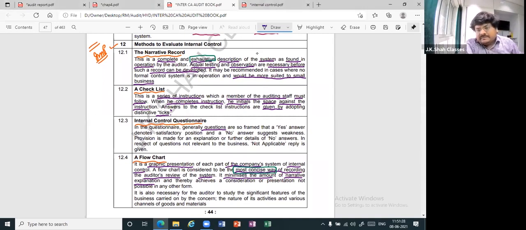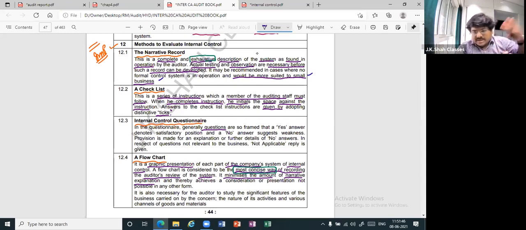See, first is narrative record, then is a checklist, then is internal control questionnaire and a flowchart. If you have a look, firstly, narrative record is an exhaustive description of the system. So I hope it is more suited for small businesses. Checklist, I hope basically it is a series of instructions which a member of the auditing staff must follow.